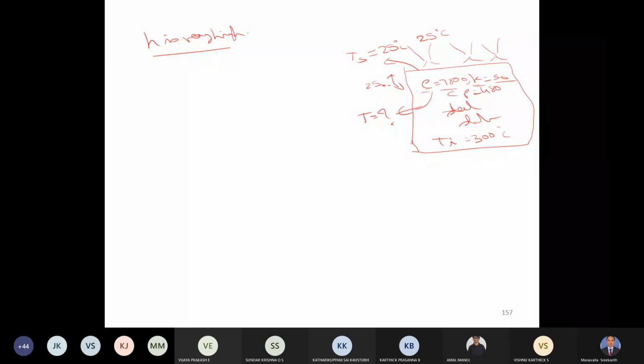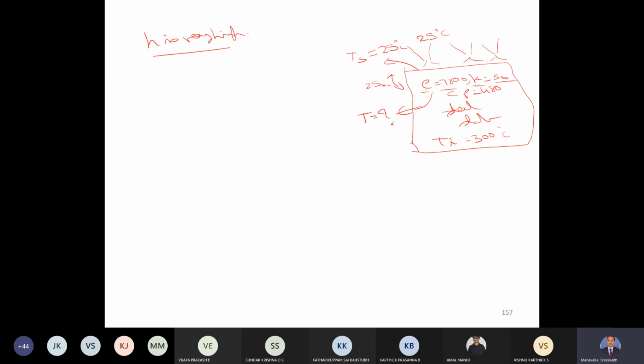That's the question. So initially, the entire object is at 300 degrees Celsius. Now we started cooling from the surface. So surface is initially at 25 degrees Celsius. So the heat transfer from the inside of the slab will take place to the surface and slowly it will cool down. So this 300 degrees Celsius at this point will reduce to some value.